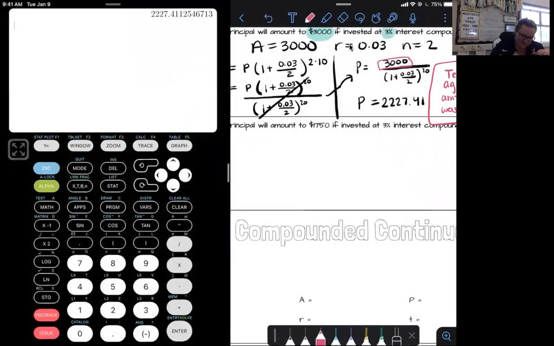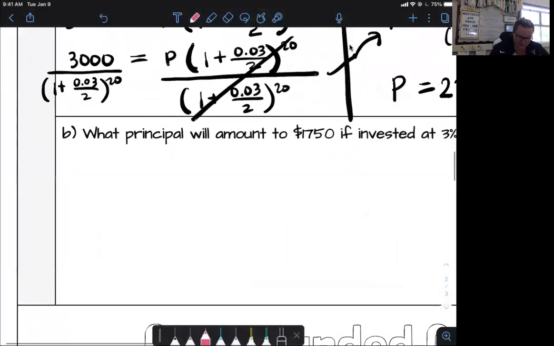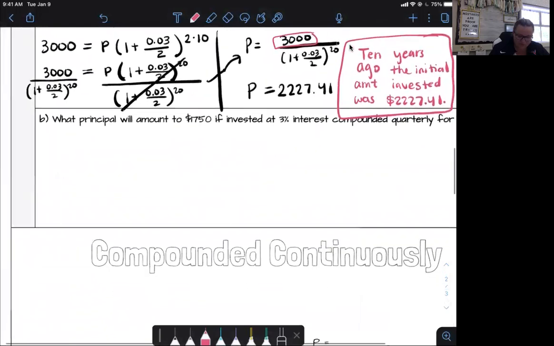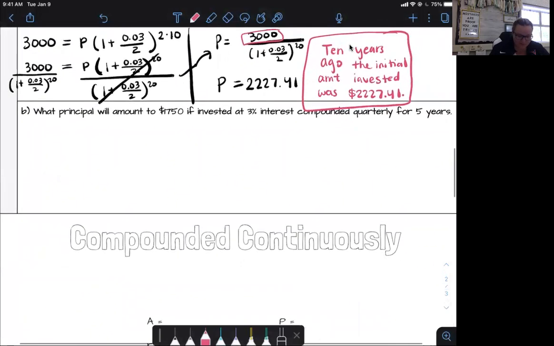All right. So why don't you go ahead and do example B on your own? What principal will amount to $1,750 if invested at 3% interest compounded quarterly for 5 years? So just follow the same steps we did before, plug this into your formula, solve for P, and make sure you plug it into your calculator correctly. I'll see you on the other side of this problem. Go ahead and give it a shot.